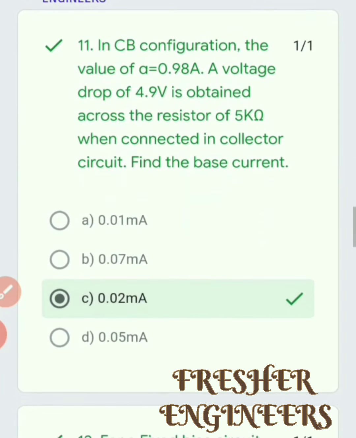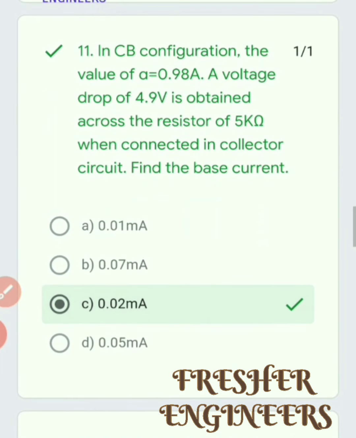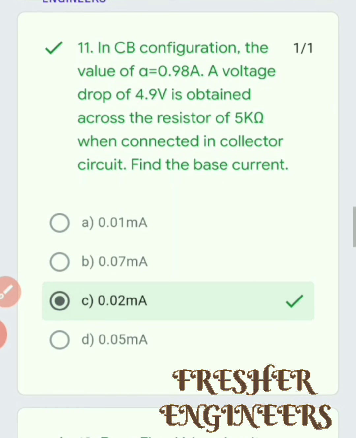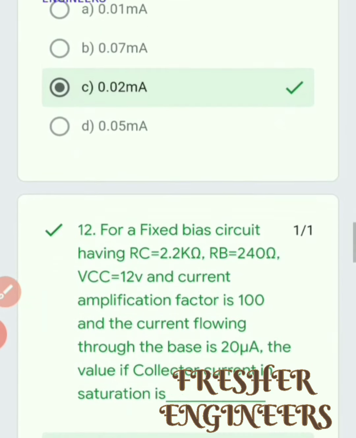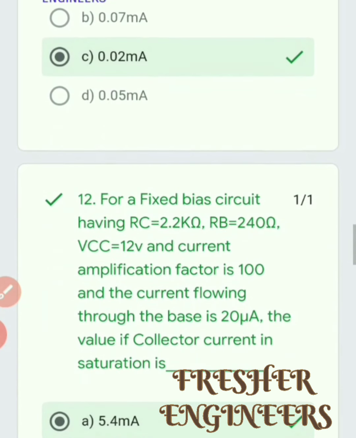In CB configuration, the value of alpha is equal to 0.98. A voltage drop of 4.9 volt is obtained across the resistance of 5 kilo ohm when connected in the collector circuit. Find the base current, which is equal to 0.02 milliampere. Hence, the correct option is C.